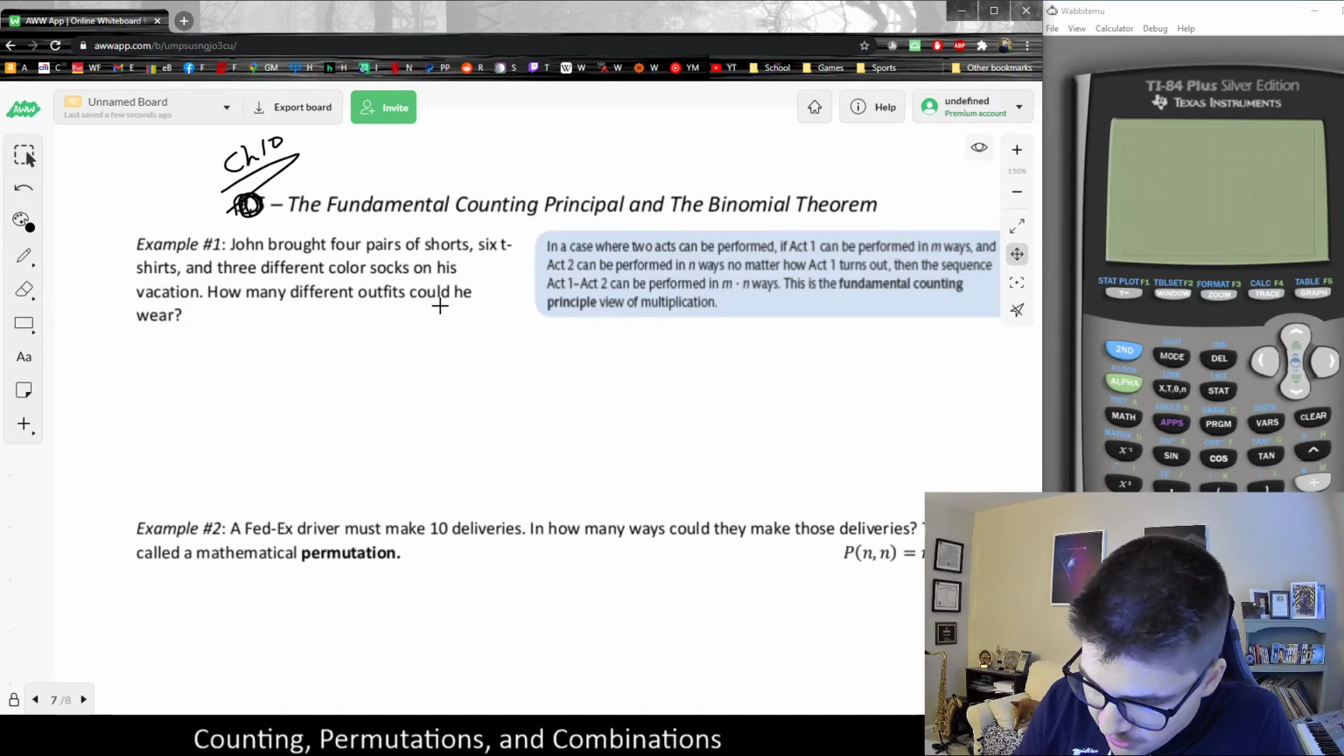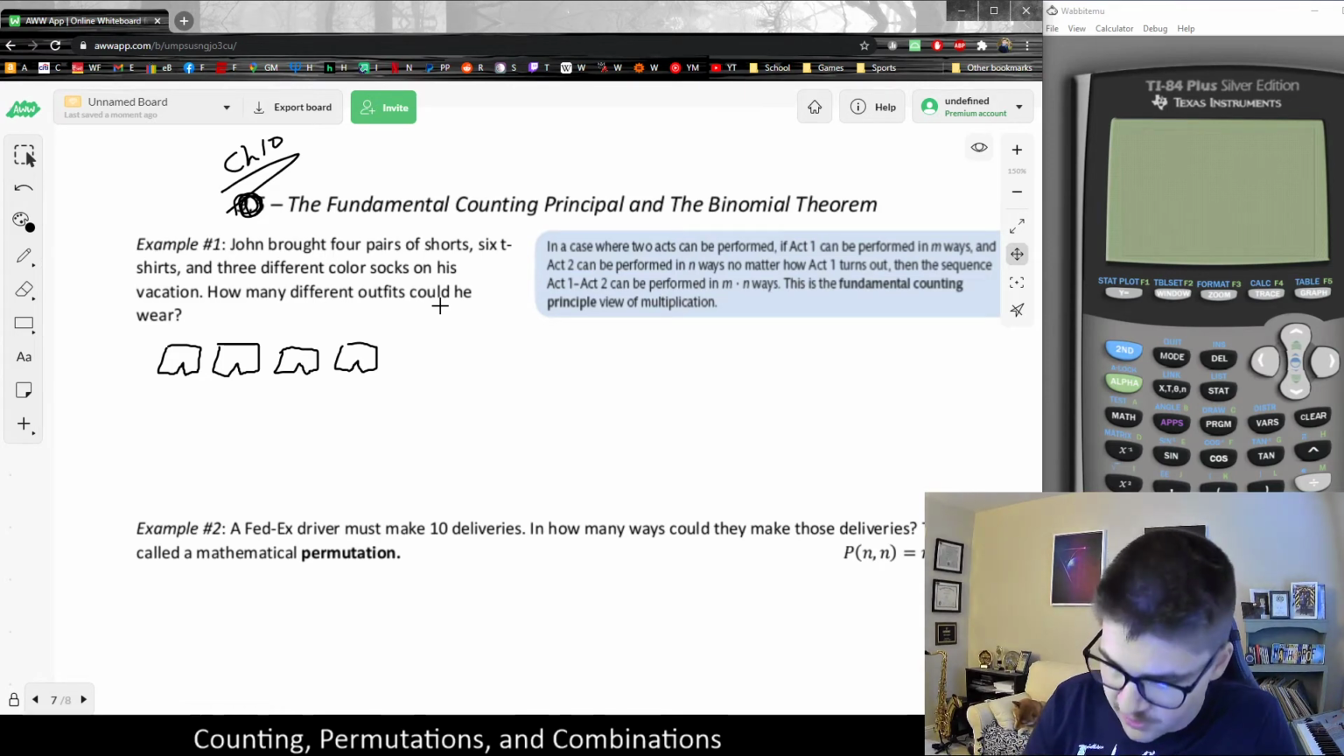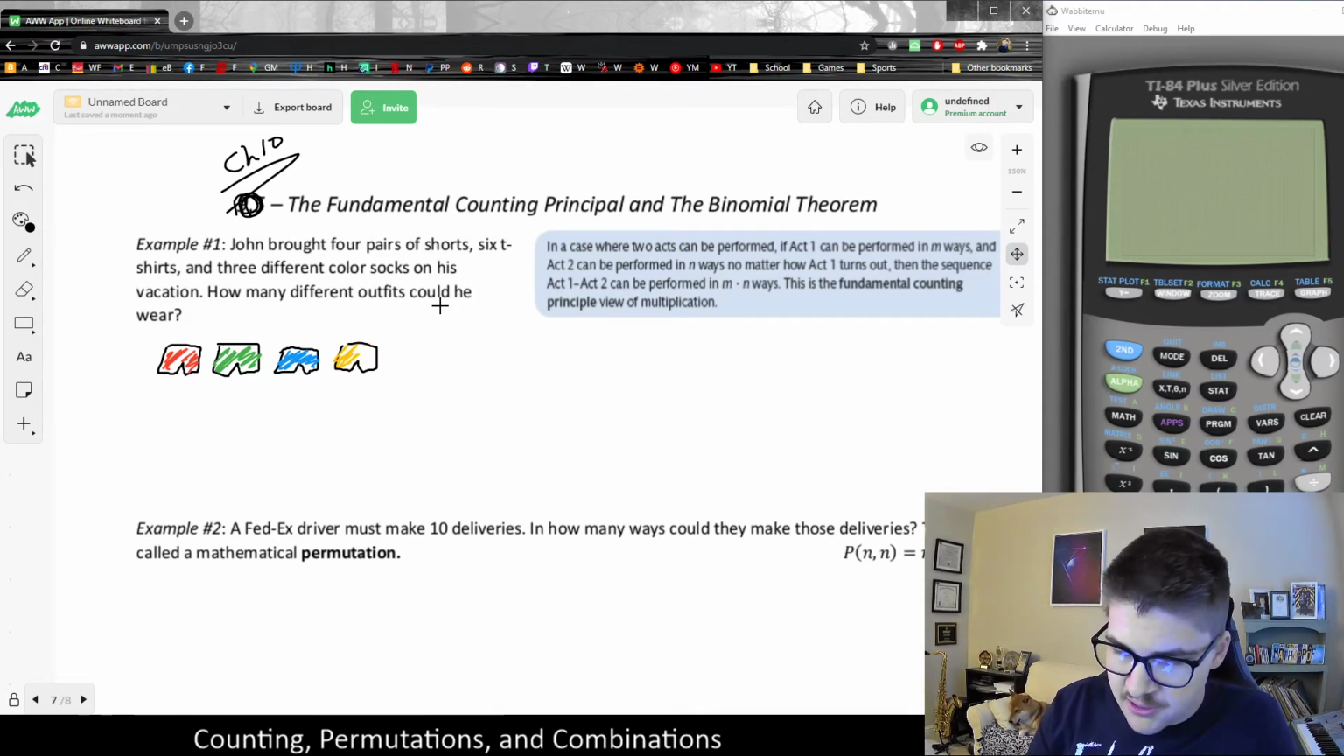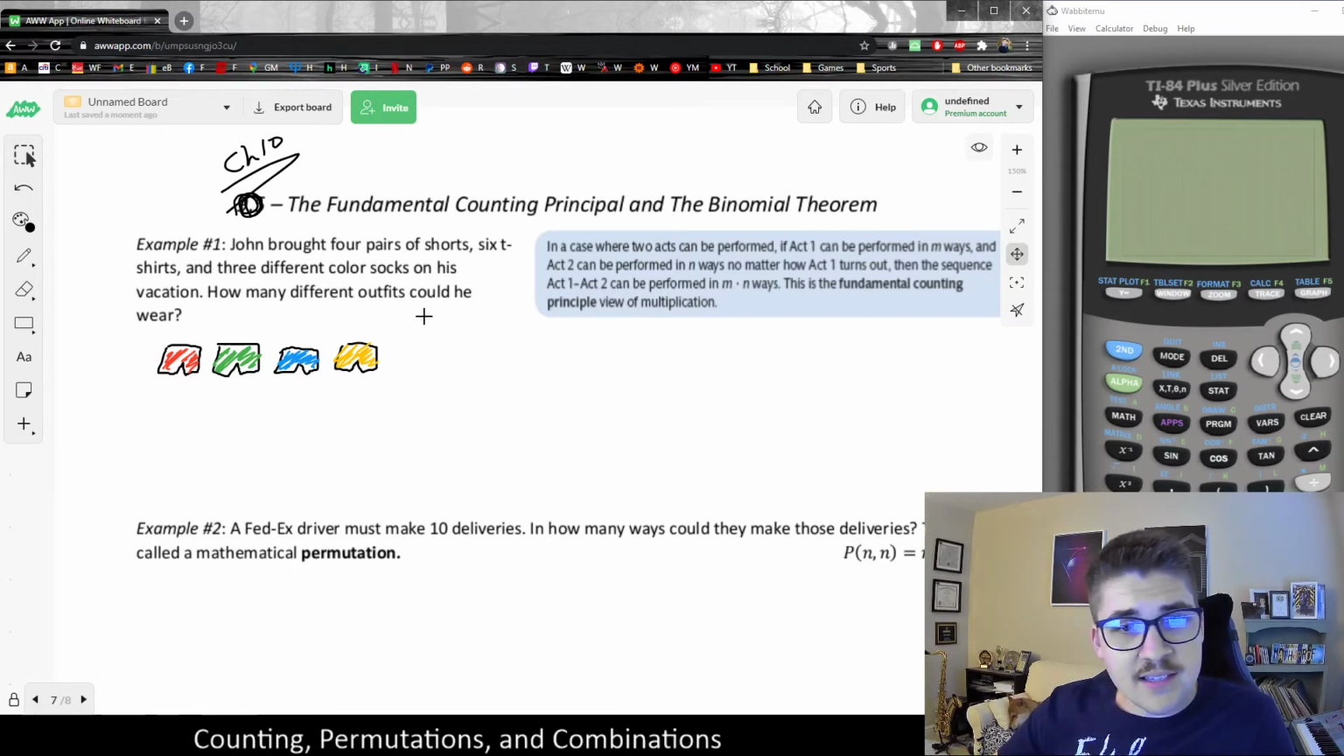So I can imagine, okay, John has these shorts of different colors. It doesn't specify their colors, but when we're drawing our diagram or a little picture of our case, we can imagine he's got a red pair of shorts, a green pair, a blue pair, and then a yellow pair, whatever. The colors aren't important, it's just helping us think about what's going on. And then he brought 6 different t-shirts as well.